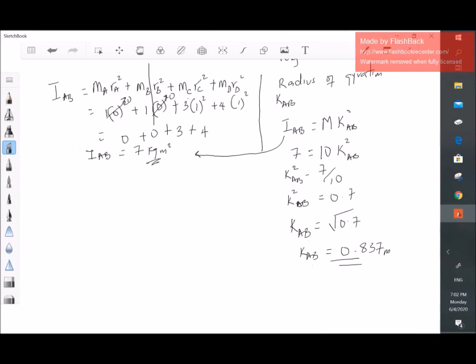Now for the last question, which is D, we are asked to find the moment of inertia and the radius of gyration along the diagonal AC. Okay, I want you guys to do this yourself. If you have any question, feel free to send me a message or leave a comment below.